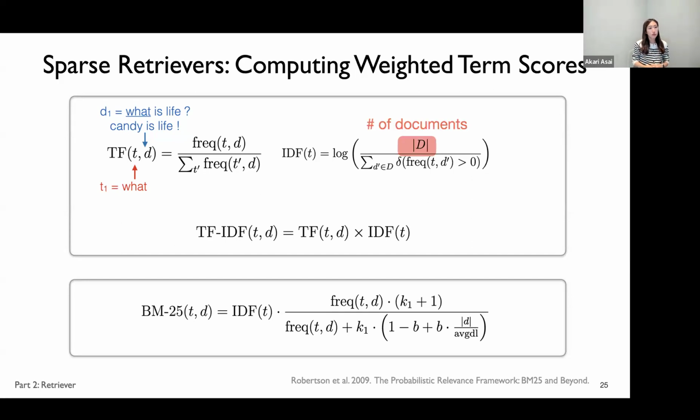IDF, on the other hand, computes the total number of documents in the corpus D. In this case, we have 3 documents, so it's 3, divided by the number of documents containing the term T. In this case, the term T is what, and what only appears in 1 document out of 3. And we take the log of this number. So in this case, the term T1 given D1 will get roughly 1, because we take the log of 3.